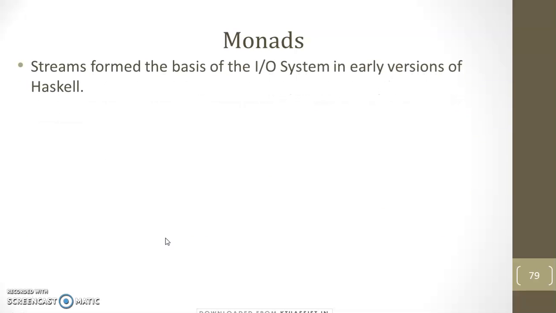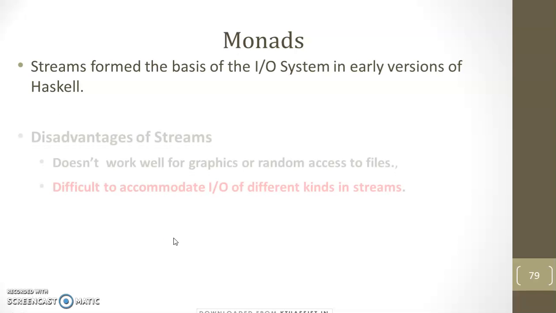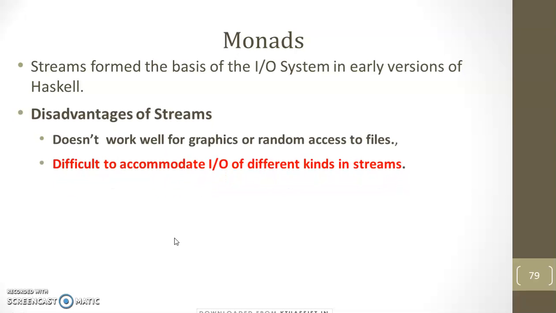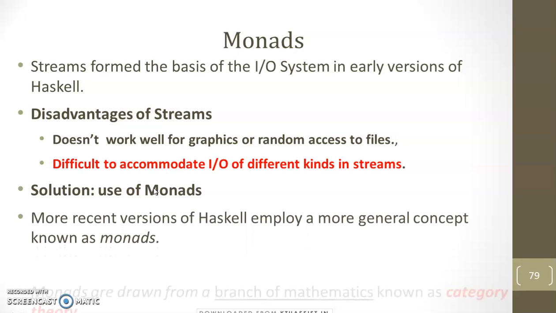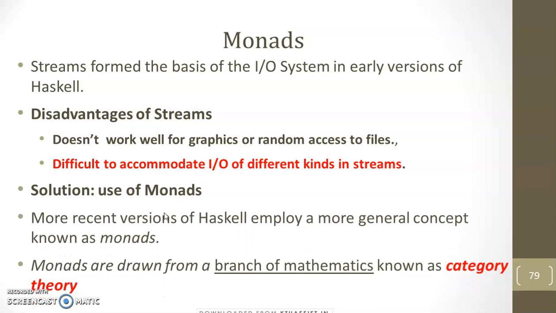Then the next concept is related to monads. Streams form the basis of the I/O system in early versions of Haskell. Disadvantages of streams include that they don't work well for graphics or random access to files, and it is difficult to accommodate I/O of different kinds in streams. The solution is to use monads, as in more recent versions of Haskell.